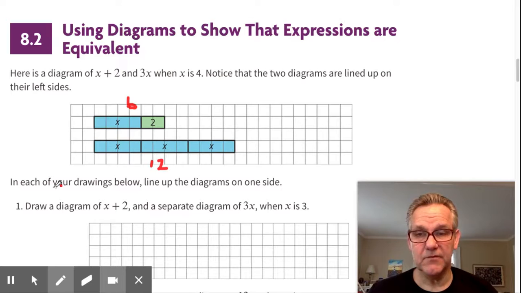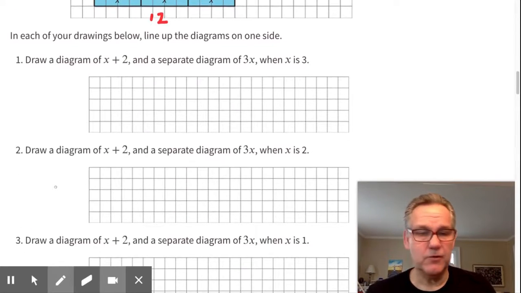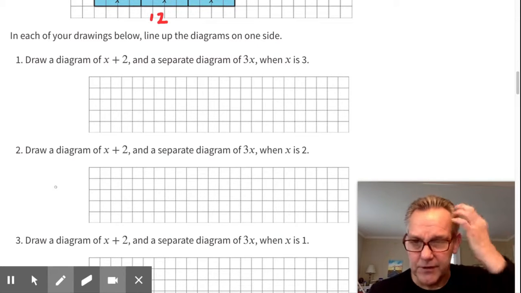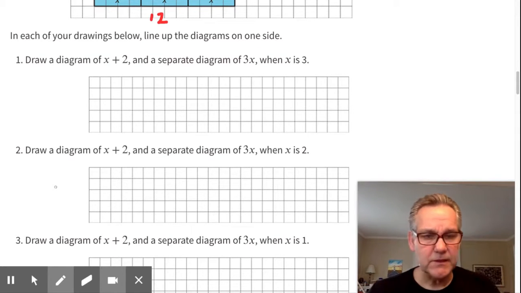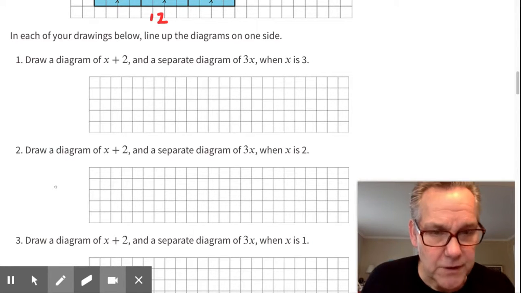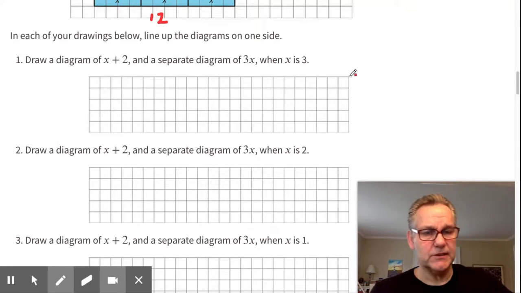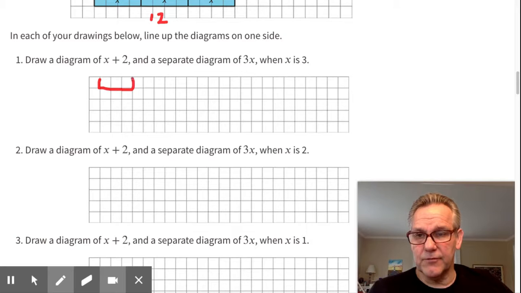Okay, fair enough. In the next section, they're asking us to create a diagram. And we're going to do the first one together, and then I'll pause the video again, and you can go ahead and do the rest of them in your math notebook or your remote folder, and then we'll check our work together. So draw a diagram of x plus 2 and a separate diagram of 3x when x is equal to 3. Well, x is going to be equal to 3 this time, so my first diagram, I need an x worth 3, and that's the x, and then I need 2 more. And of course, that's a model of 5.